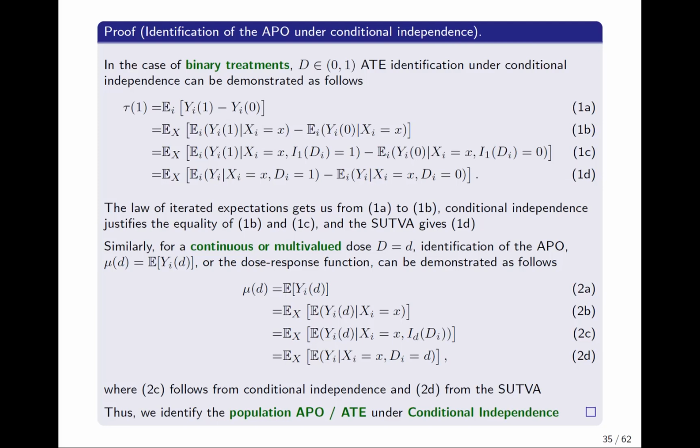So what this section has shown, under the potential outcomes framework, is that average causal effects, the population APOs and ATE, can be identified. In the unconfounded setting, they can be identified just by using sample means due to unconditional independence, and in the confounded setting, they can be identified by using the conditional independence assumption along with SUTVA.